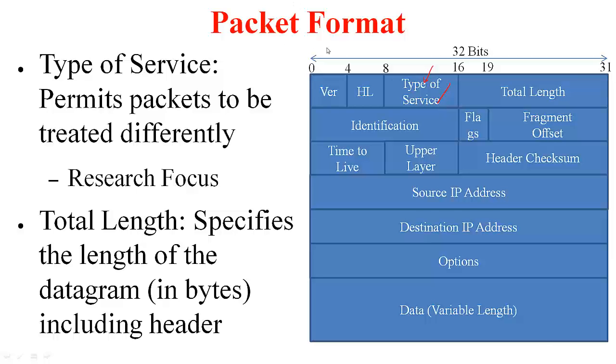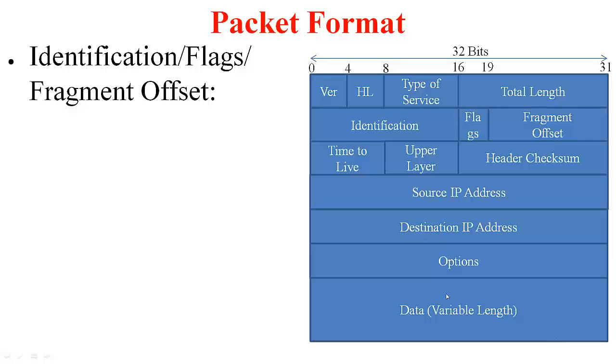But this has mostly been of research focus, where the definition of type of service has varied over the years. Very few routers implement this aspect. It has not seen much widespread use. Following this is the total length field, which specifies the entire length of the datagram, including the header, in bytes. Note, this is not in 32-bit words, but in bytes.